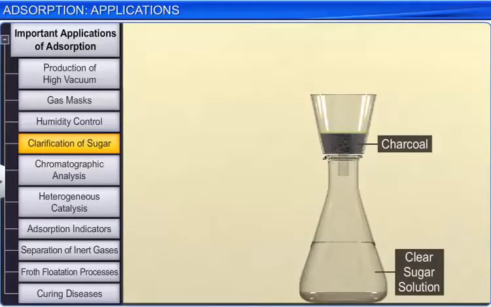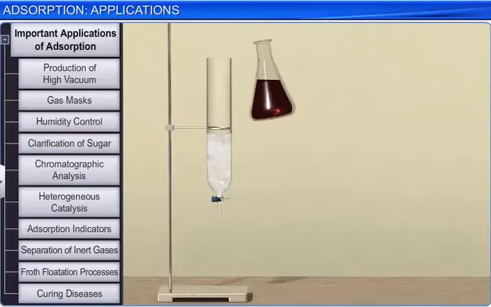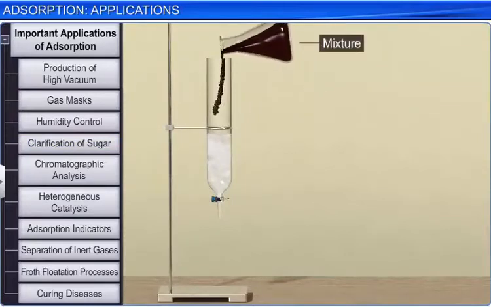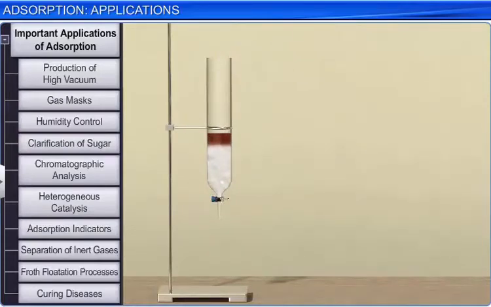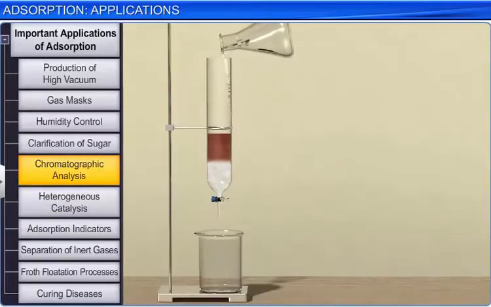The phenomenon of adsorption has provided chemists an excellent technique of separating various components of a mixture. This technique, known as chromatographic analysis, is used widely in analytical and industrial fields. Chromatographic analysis is based on the selective adsorption of certain substances from a solution by a particular solid adsorbent.